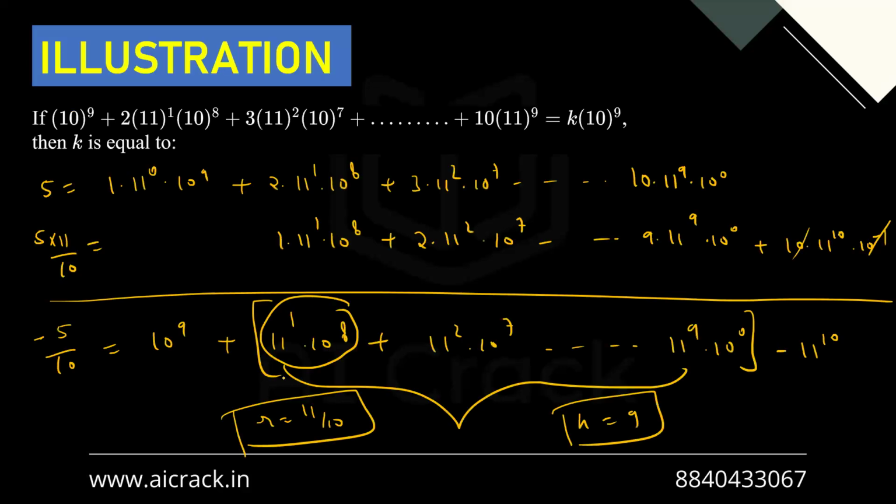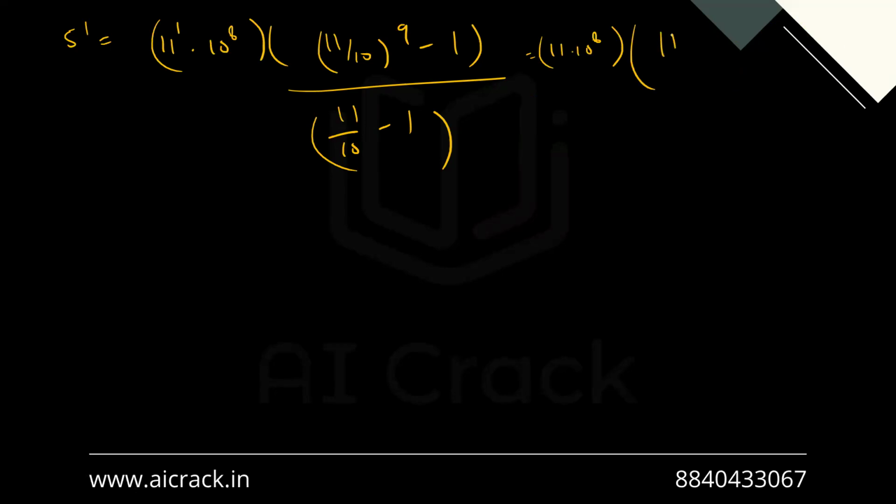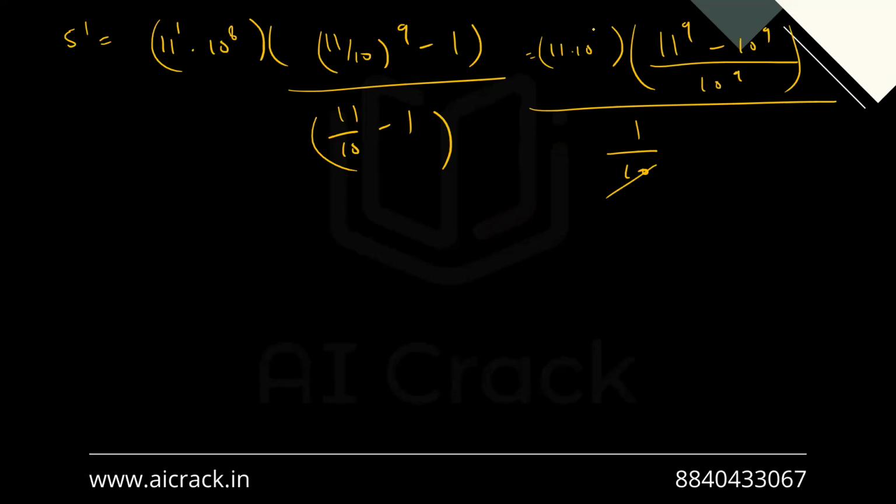So S dash comes out to be the first term, that is 11 raised power 1 dot 10 raised power 8, multiplied by r, that is (11 by 10) raised power 9 minus 1, divided by 11 by 10 minus 1, right? This is the S dash. Now this can be written as 11 dot 10 raised power 8 multiplied by (11 raised power 9 minus 10 raised power 9) divided by 10 raised power 9, whole divided by 1 upon 10. Now this goes over here, it becomes 10 power 9, and this gets cancelled out. So eventually we have got S dash as 11 raised power 10 minus 11 dot 10 raised power 9. So this is our S dash.